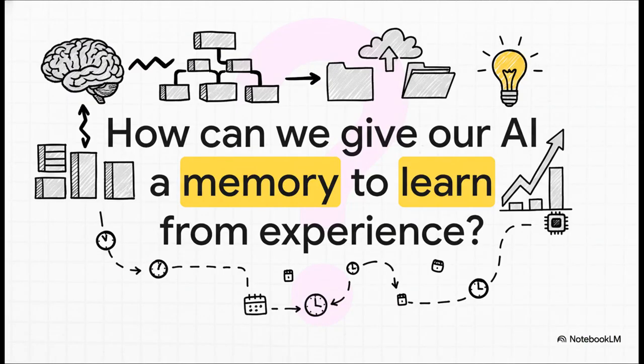You've got to remember, by default, these large language models are completely stateless. They have no memory of what you talked about 5 minutes ago, let alone some big architectural decision you made 3 months back. So how in the world do we give our agent a memory so it can actually learn and improve?